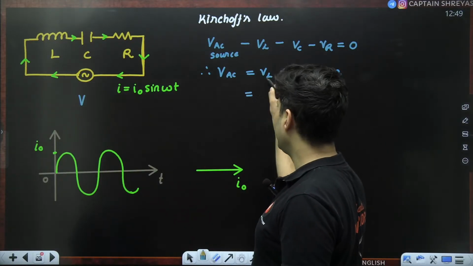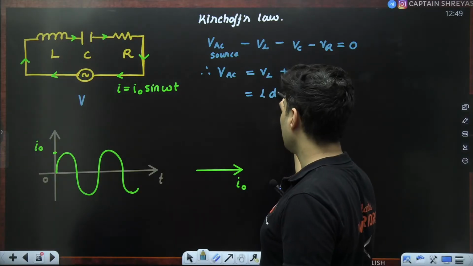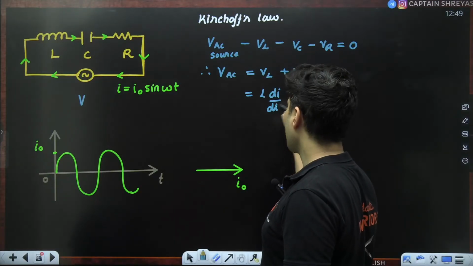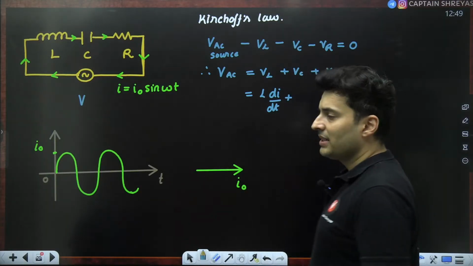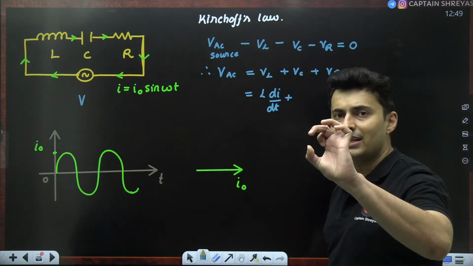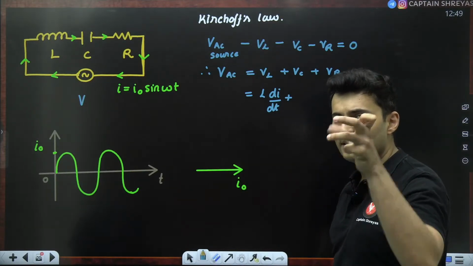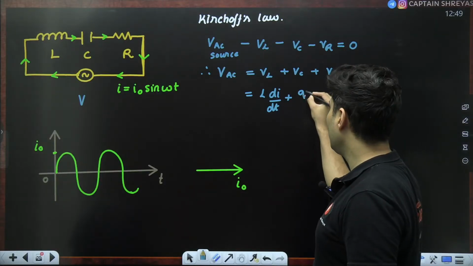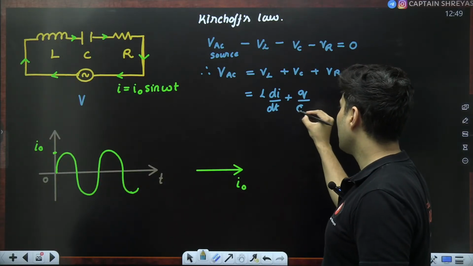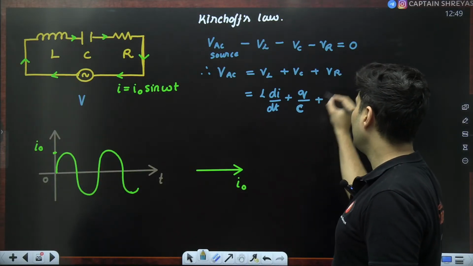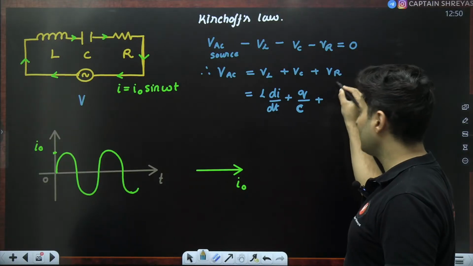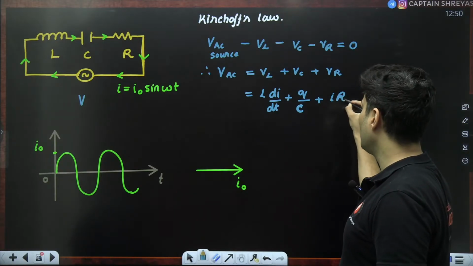Now, voltage across the inductor is L times di by dt, right? Capacitor's voltage, Q is CV, so V is Q by C. That means it will be Q divided by capacitance over here. And across the resistor, it is just I into R.